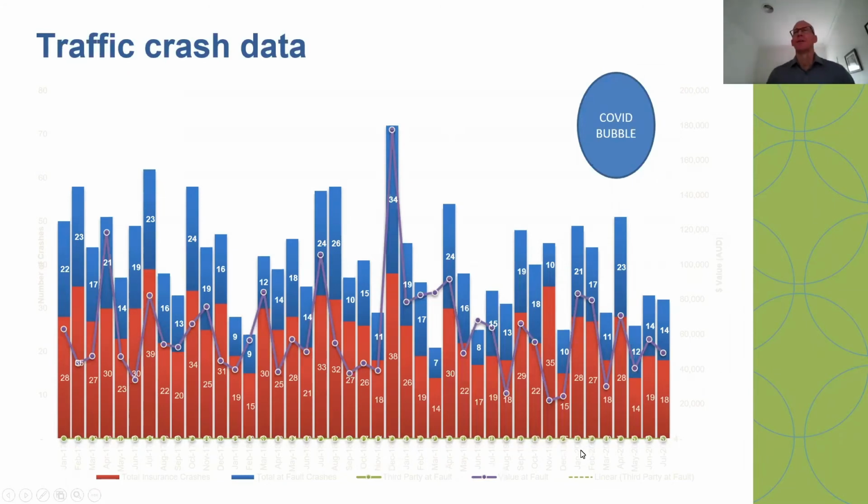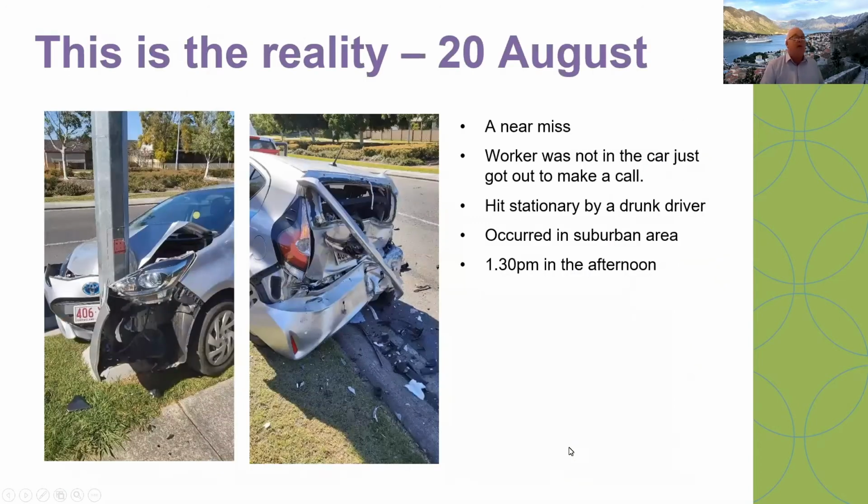So just moving on. So this is the reality now. This is the reality of what we're in at the moment. Now, this crash, again, not our fault. Our staff person was very lucky and was outside the vehicle at the time, and this vehicle was hit by a drunk driver. The driver obviously hit the rear of the car and then drove it up onto the footpath into a power pole. Happened in a suburban street at 1:30 in the afternoon in the middle of the week. So this is the reality of what we are dealing with at the moment.